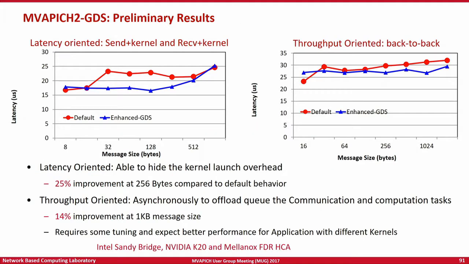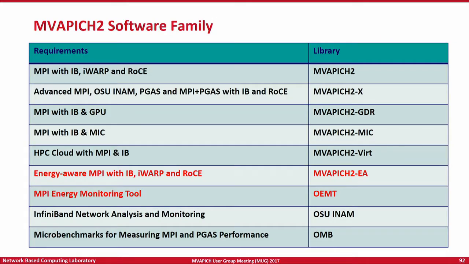Okay. If not, let's go on to MVAPICH2-EA, which is basically our white box approach to see if we can have energy efficient communication protocols for point-to-point, collectives, as well as RMA. And these savings, I should mention, are application oblivious. So the application need not throttle communication explicitly. The MPI library will figure out when to throttle the communication and how to do that.